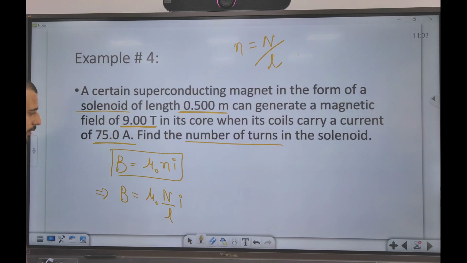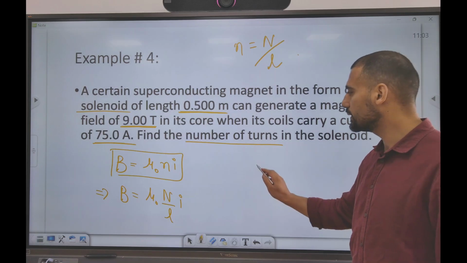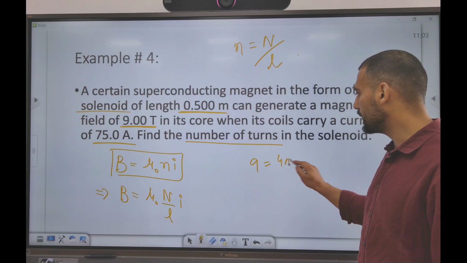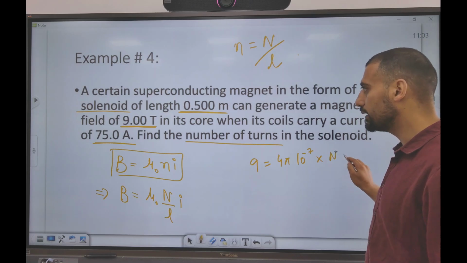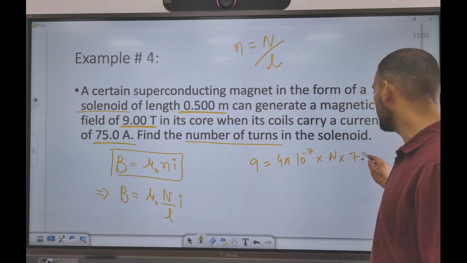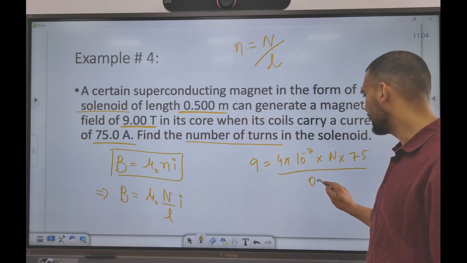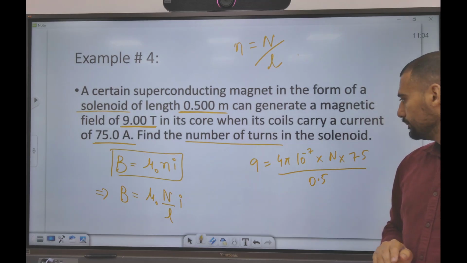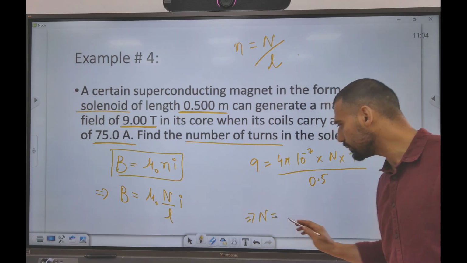47,000? How did you find that? Okay, let me try. Magnetic field is how much? 9 Tesla. Mu naught is 4 pi 10 to the power negative 7, times n we have to find. Current is 75 amperes upon length. What is the length? 0.5 meters. Is that fine? So which implies n is equal to, solve this equation, come on.